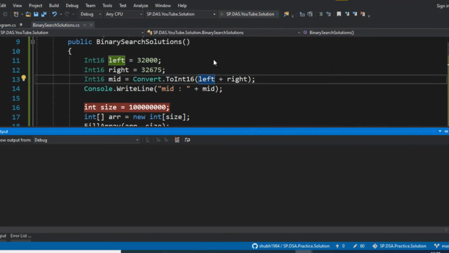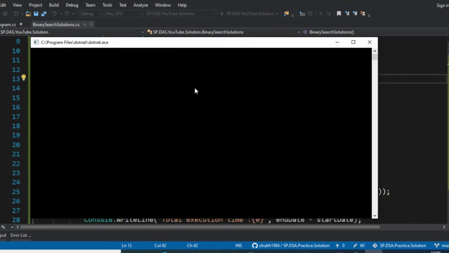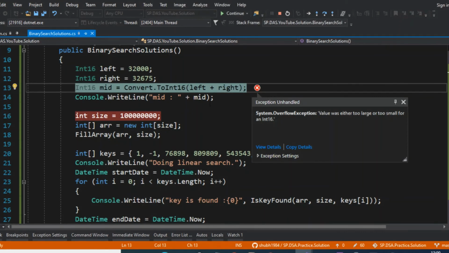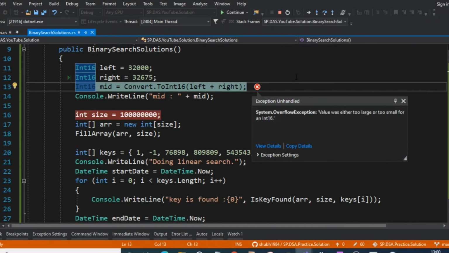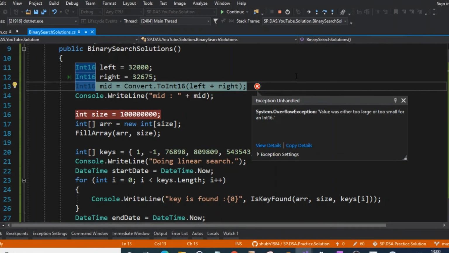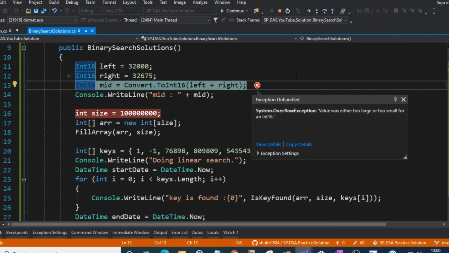So I'm running this project. This is the particular exception I was talking about, the overflow exception. So when you do left plus right divided by 2, sometimes if your key or your target number lies on the right side and your index is very close to the max number of the integer, at that time it is going to give this overflow exception.